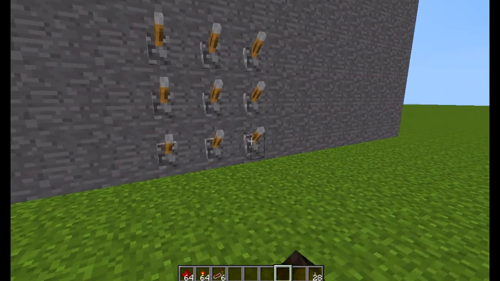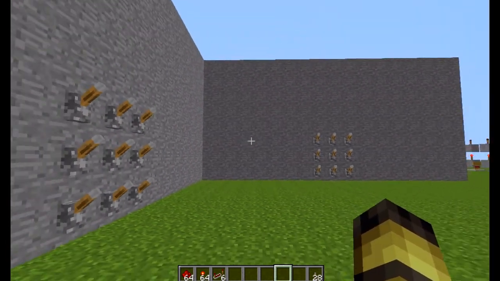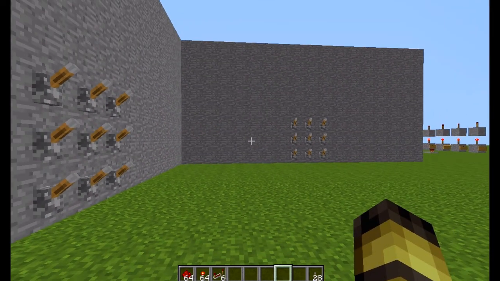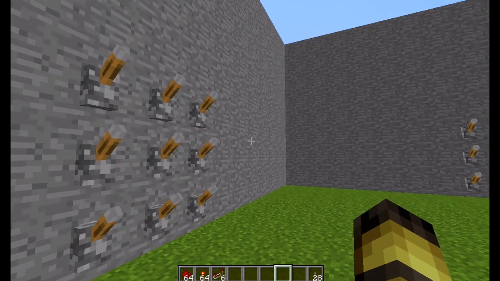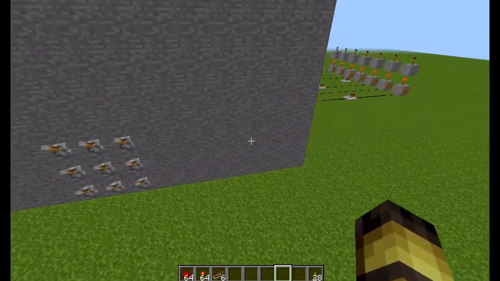And of course it does a lot more, but this is actually a design I invented myself. I don't know if anyone else has had the idea. It's possible that someone else has. But this is actually a design that I made myself. I'm going to show you the redstone back.